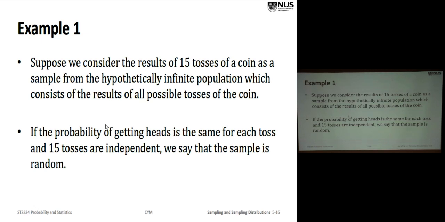Now, if the probability of getting heads is the same for each flip and the 15 flips are independent tosses, if you like, then we're going to say this sample is random. So if you have an infinite sequence of random variables, and you can take an independent and identically distributed sequence of finite sample size, then we say that the sample is random. So basically random samples and IID sequences are equivalent, and we're going to see this more formally slightly later on today, quite soon in fact.